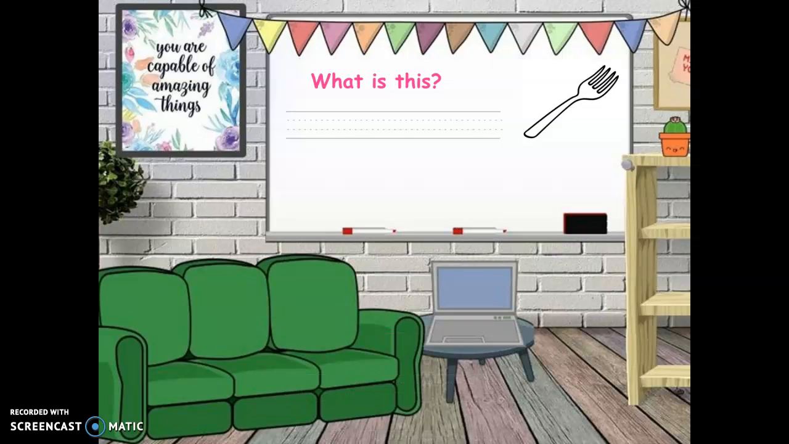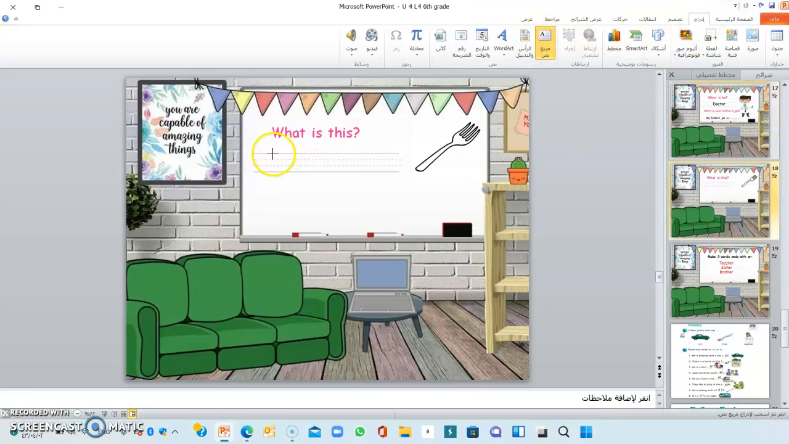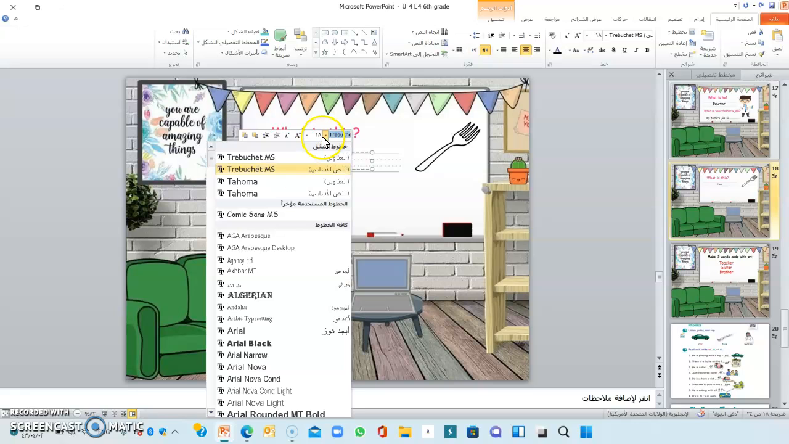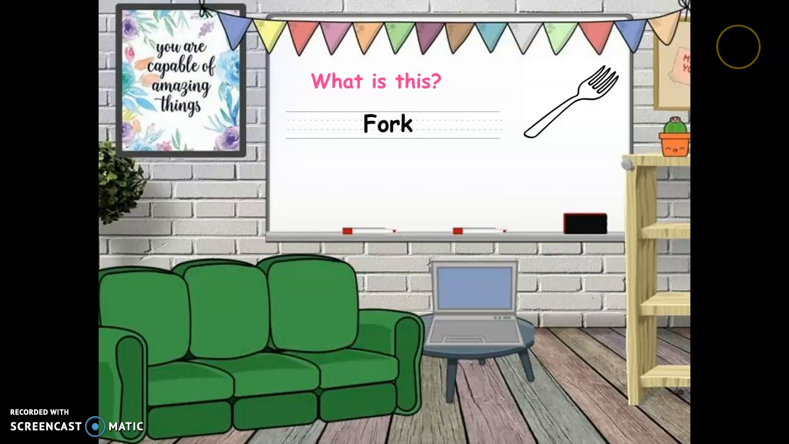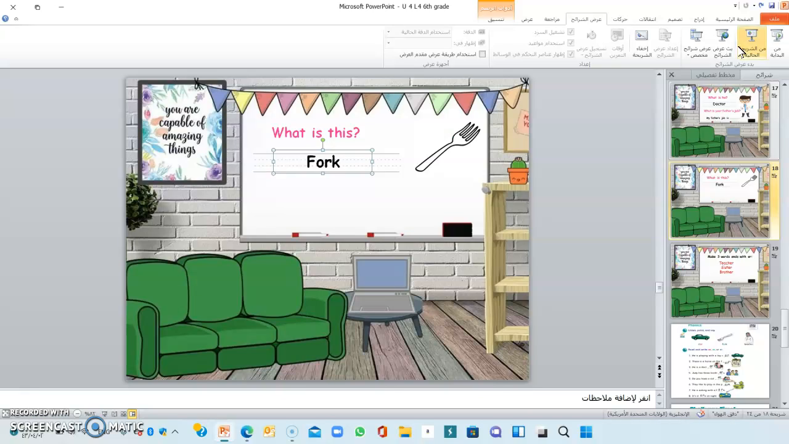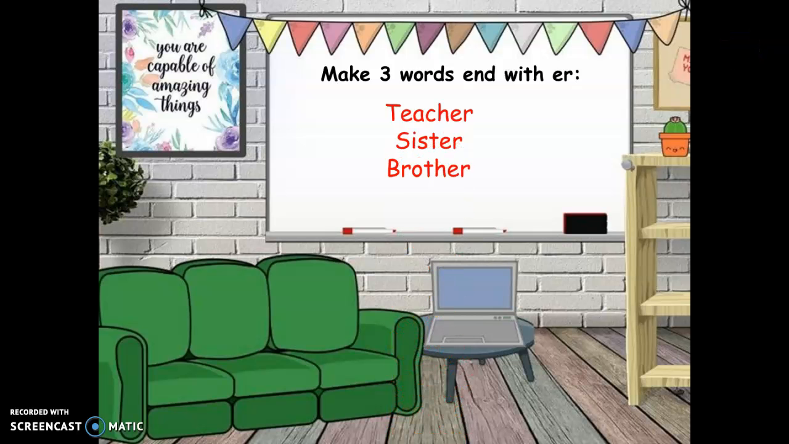What is this, girls? This is a fork. F-O-R-K. This is how to write the word fork, okay? Now, girls, if I ask you, my superstars, write three words that end with er, like what? Teacher, sister, and brother. Okay?